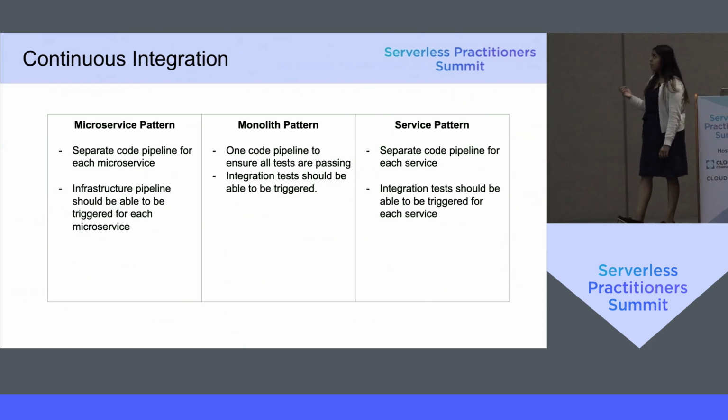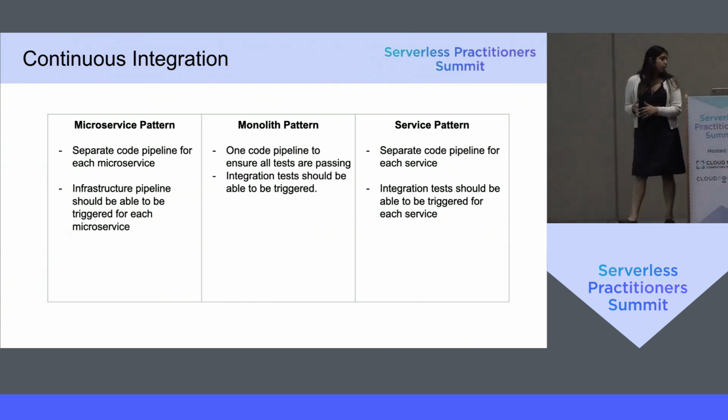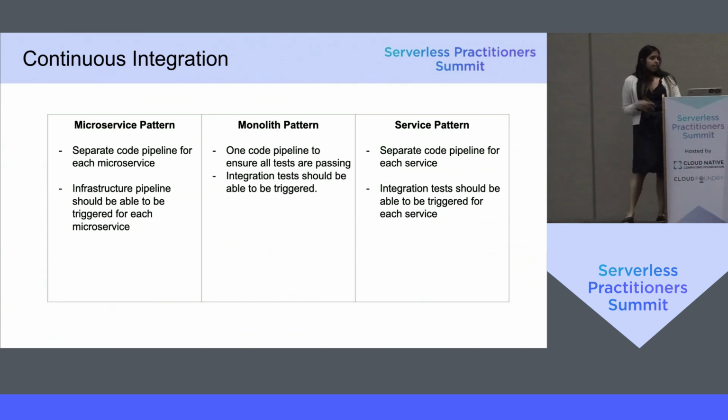And then for the monolith pattern, you basically want to run all of your tests because since all of your code is highly coupled, you want to make sure that everything works all the time. And that should also be able to trigger the infrastructure pipeline.